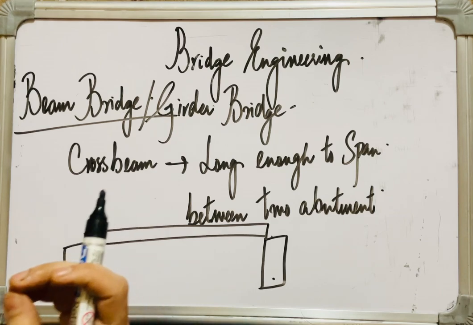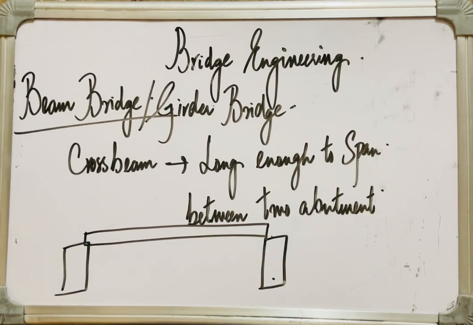And who will give the support? The abutments from under each end will provide the support to that cross beam that is long enough to cover the span, to form the basic type of a bridge, which is known as a beam bridge or a girder bridge.